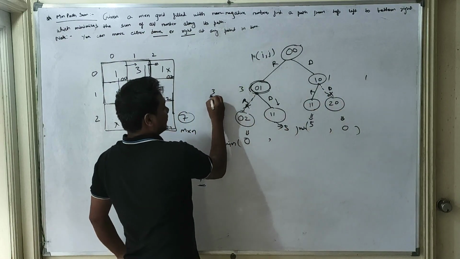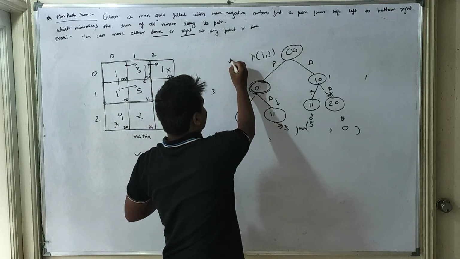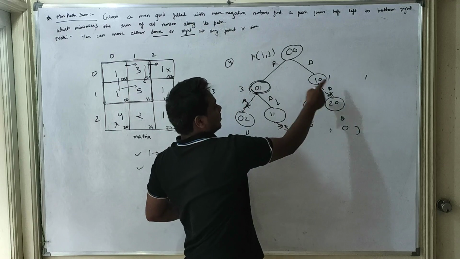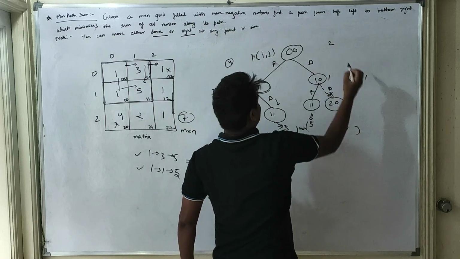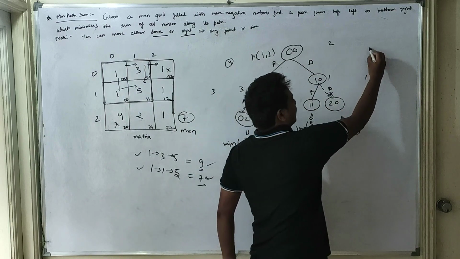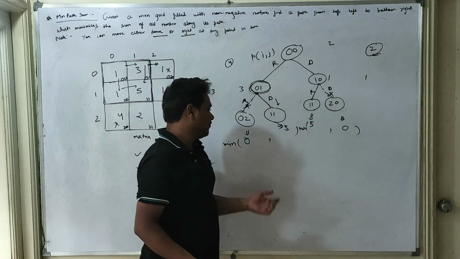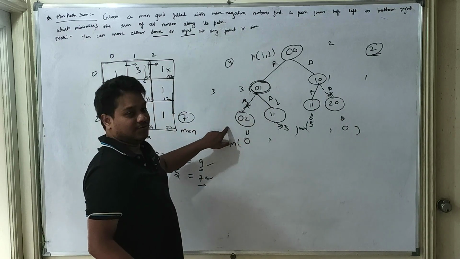From here it would be 1, from here it would be 3, then from this branch it would be 4 because we are adding 1 to this, and from here we will be getting 2. So out of 4 and 2, the minimum value would be 2. So that would be our solution if we are returning 0 from here.